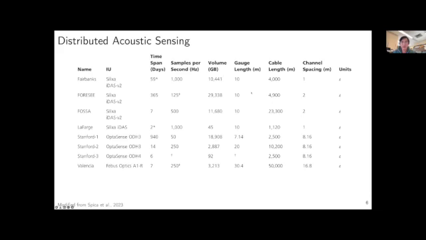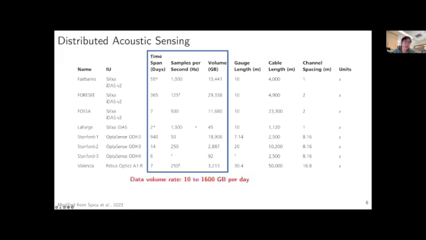Each row here indicates a single experiment. We could see different configurations are used in terms of recording duration, sampling rate, and channel spacing. But if we focus on the size of the data generated by DAS, these experiments usually generate tens to up to 1,600 gigabytes of data per day. That's a huge amount of data that could easily reach petabytes for a research group.